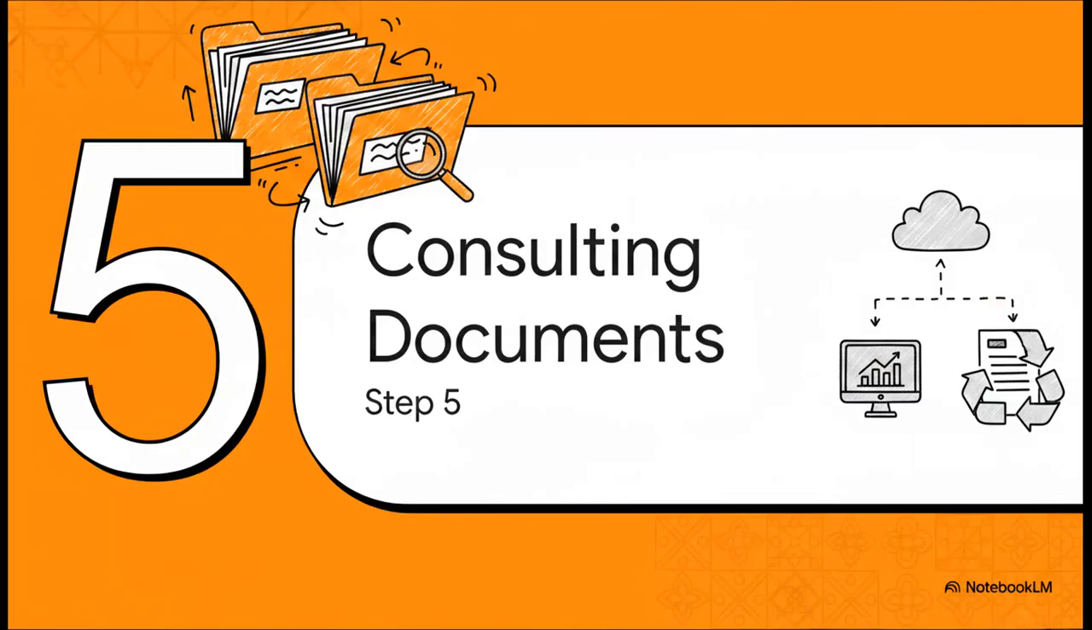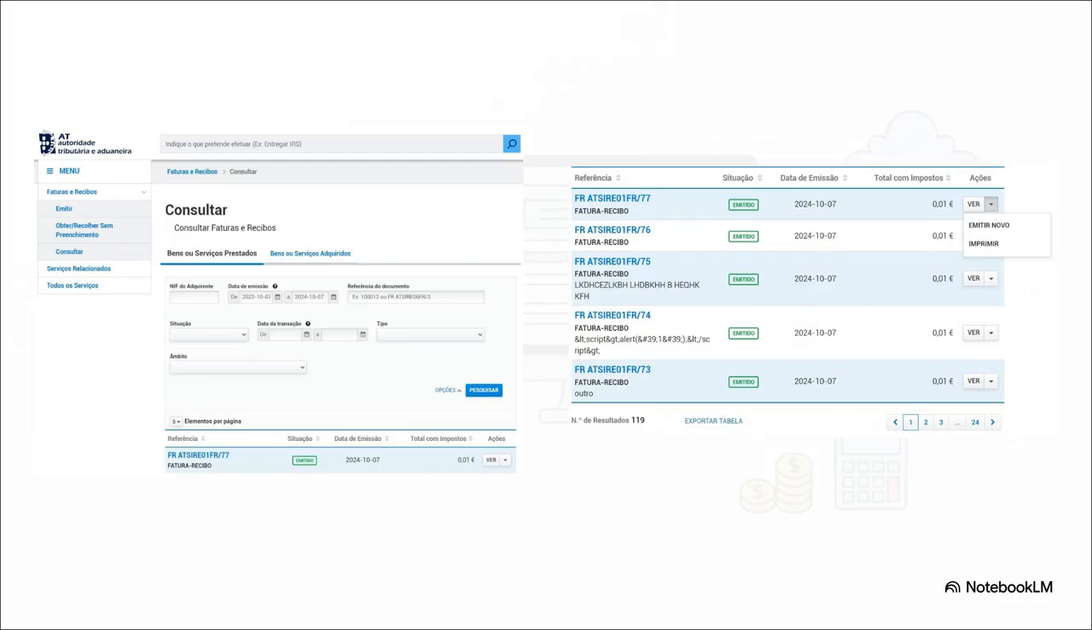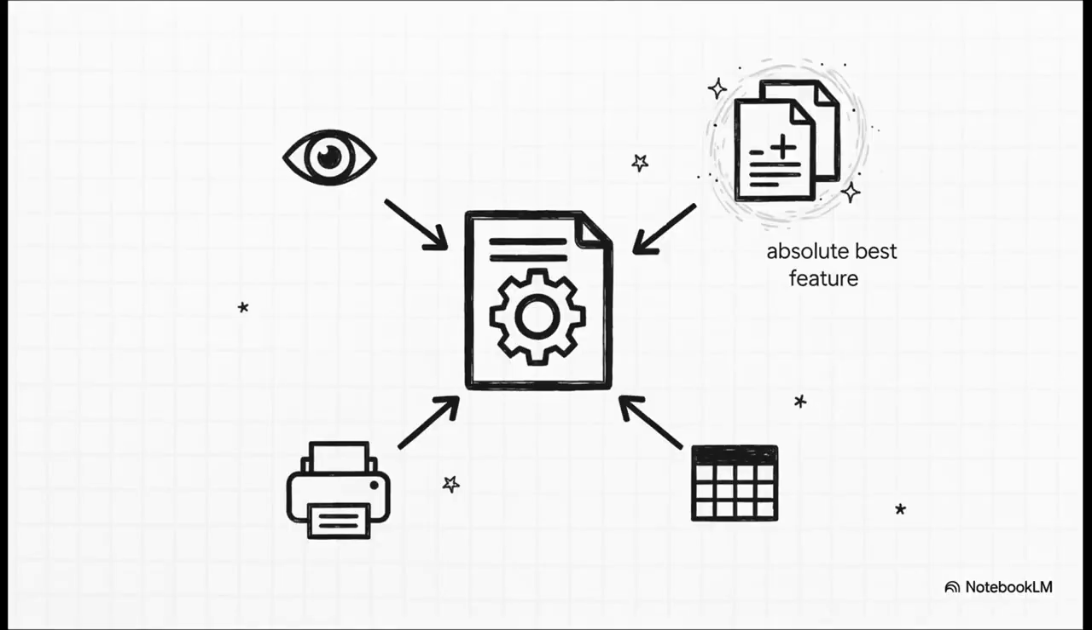And finally, Section 5, Consulting and Managing Documents. So you've successfully issued your documents. Now, to manage that financial history you've just created, you'll click Consultar back on the main menu, which takes you to this really robust search interface. You can filter your past documents by the date of emission, by a specific client's NIF, or even by the document type. Once you hit search, the portal gives you a clean, super organized list of your results right at the bottom. It shows the document reference, its status, like emitted, the date, and the total value. Very neat, very organized.